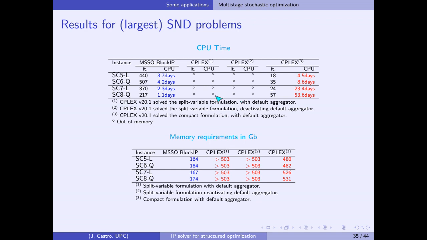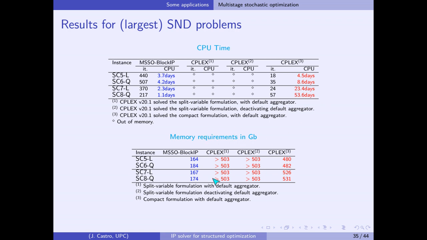So we saw the different models, different properties of simplex, etc. Okay, and these are the results we obtained. In blue, the best result, in red the worst result. So you can see for the largest case, our algorithm required 1 day of CPU time, but CPLEX required almost 2 months to get the optimal solution.